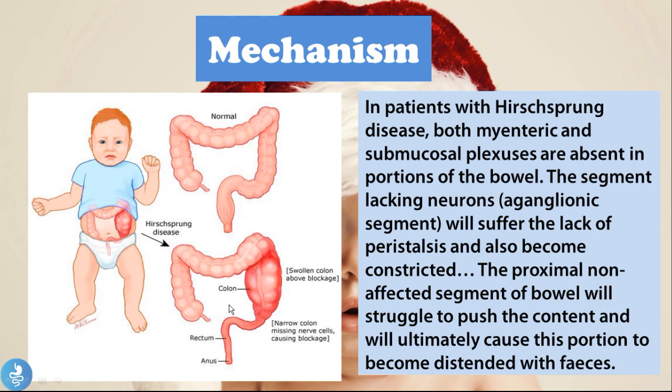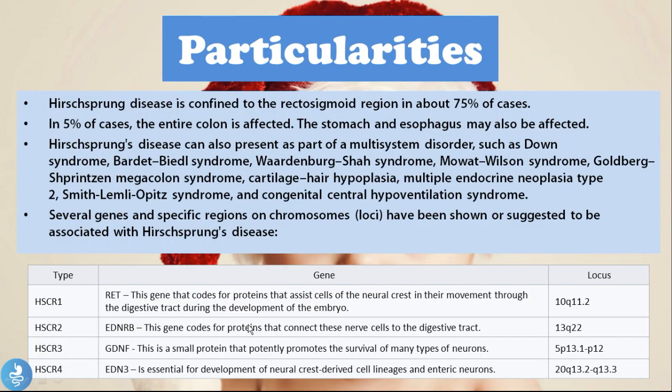And you can see here in the picture, it shows quite clearly that this segment is in fact the affected segment because we have this constriction of the rectum and the sigmoid portion of the colon. In 5% of cases, the entire colon is affected. The stomach and the esophagus may also be affected in some cases.